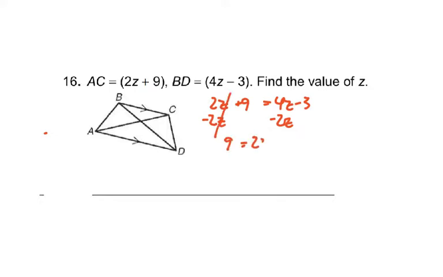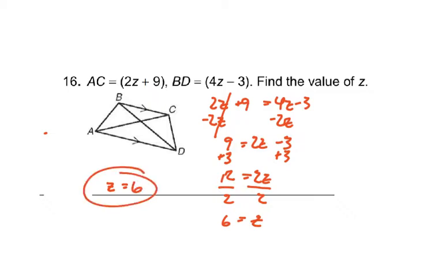9 is going to equal 2z minus 3, add 3. 12 is going to equal 2z, and we will divide by 2. Again, I apologize if I'm going really fast. I just want to make sure we get this video done before first period, because I am not there today. So, we got a couple more rules, a couple things to go through, and we're almost there.